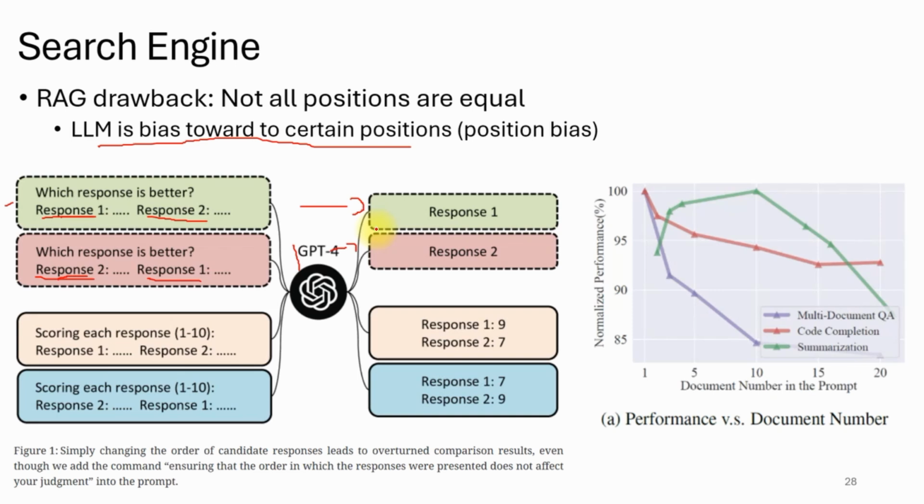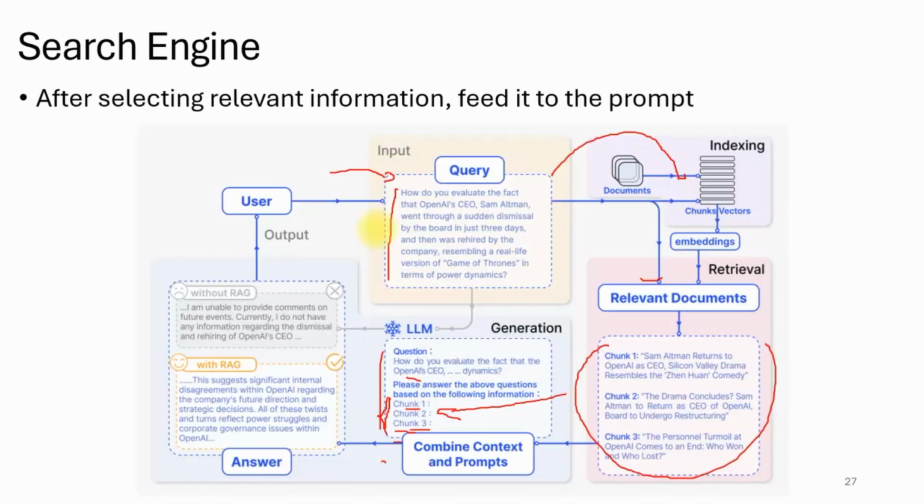So that is one drawback of RAG. Not all positions are equal. What exactly does position mean here? The position is the place you put your relevant data after re-ranking. Re-ranking position. Yeah, re-ranking position.